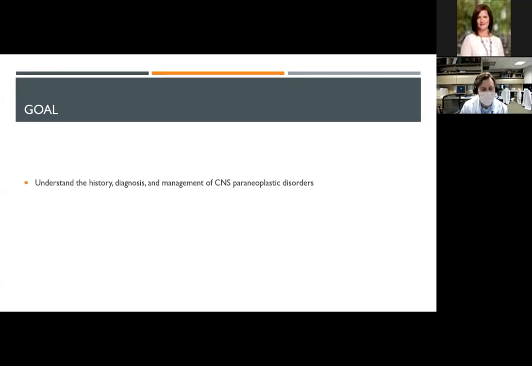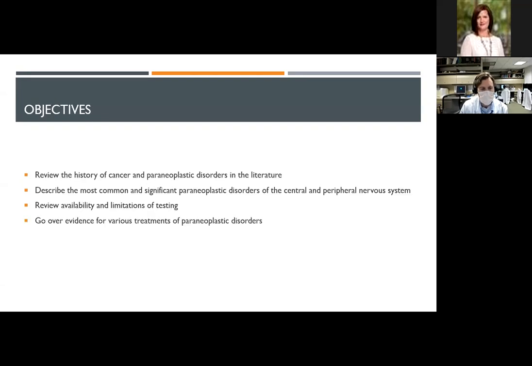Probably don't need to spend that much time on the history. An objective is to review the history of cancer and paraneoplastic disorders, and describe the most common and significant paraneoplastic disorders of the central and peripheral nervous system, really focusing more on the central nervous system today, because there are a lot of very specific syndromes in the peripheral nervous system, and it would really require a whole other set of lectures. We'll review how we test for them and what the limitations of that testing are. We can go over the evidence for how to treat them.